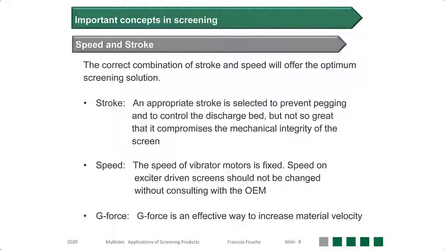Now, since G-force has a direct influence on material travel velocity, the OEM can use the G-force as a tool to control the bed depth. Furthermore, as stroke has a dramatic effect on material travel velocity, it's common practice for the OEM to make use of a 6-pole motor on any given screen size to increase capacity within the limit of the discharge bed.